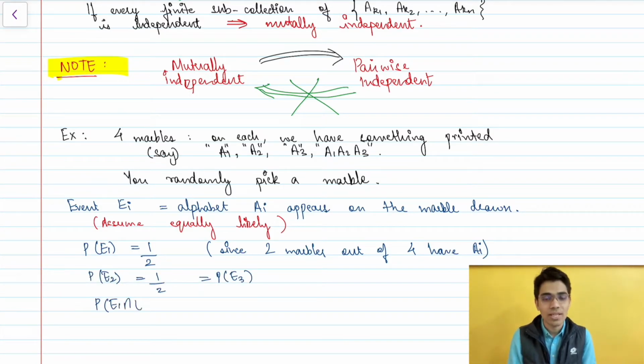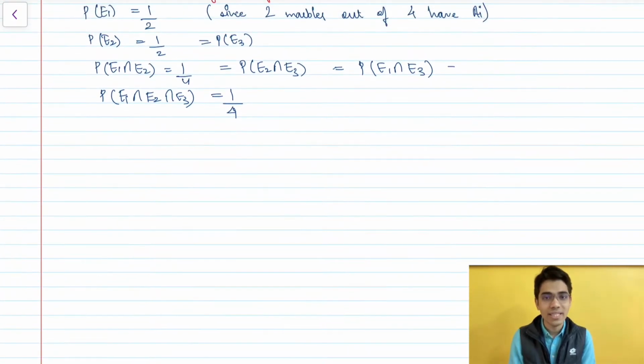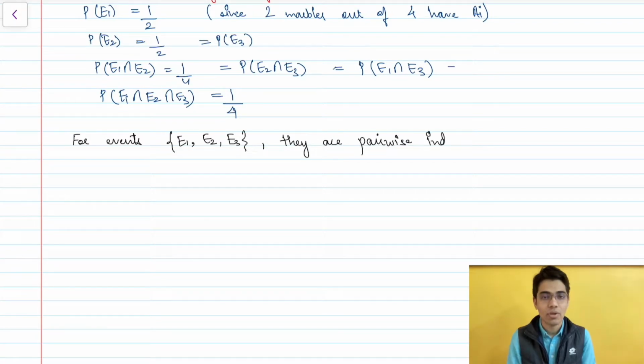P of E1 intersection E2 is equal to 1 by 4. Same is the case for the other pairs as well. And all three together give probability as 1 by 4. For events E1, E2 and E3, they are pairwise independent because you can see how the math works out. Those three conditions are satisfied.